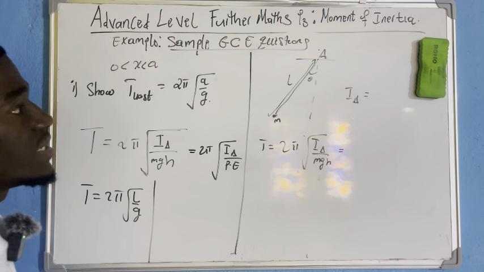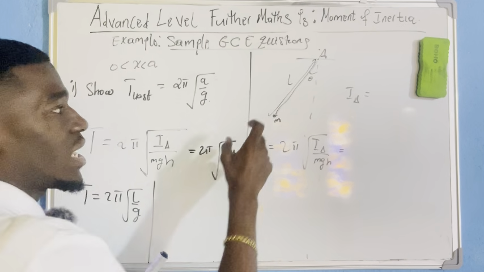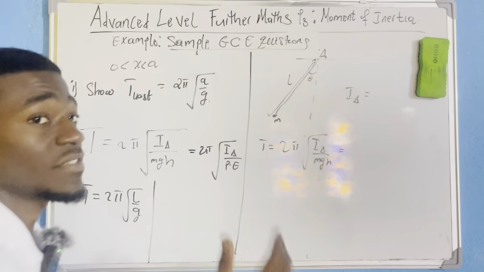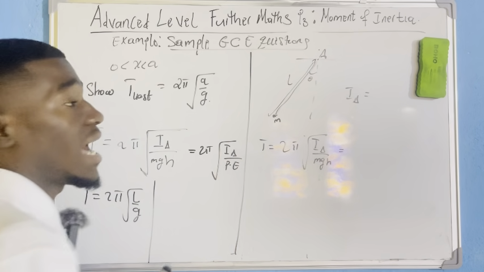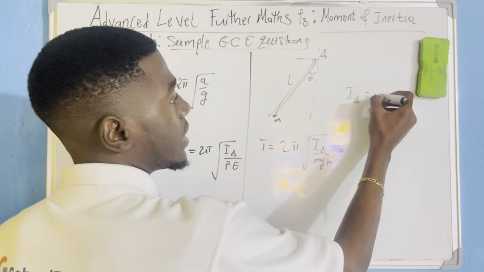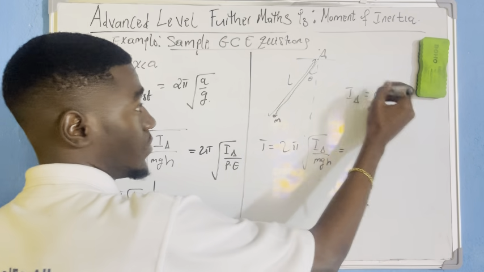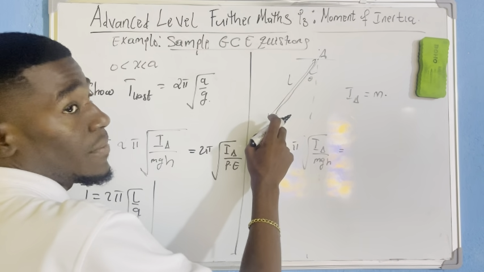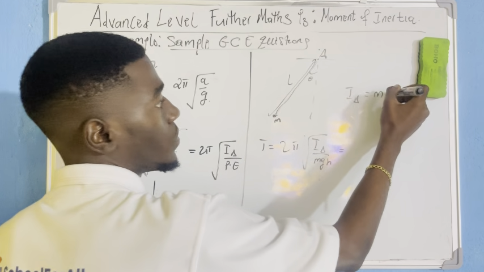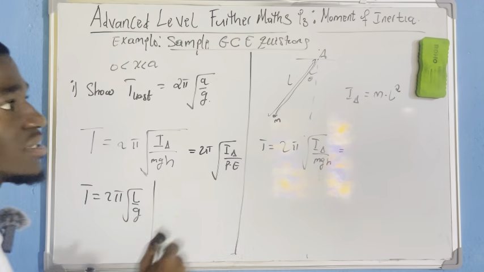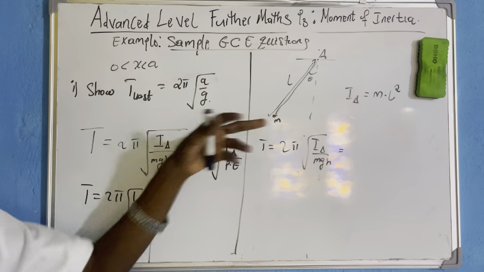Okay. Then I will calculate. I told you that when I consider a point mass, when I want to calculate the moment of inertia of that point mass about the axis of rotation, I take directly what? That mass, then I multiply by the distance separating the point mass and the axis of rotation, which is what? L, then I square it. That is the moment of inertia of the system.